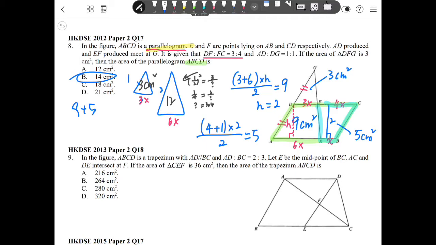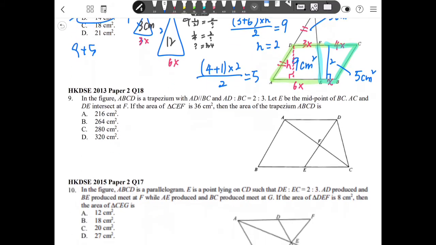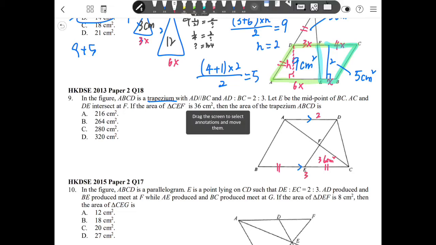Okay, question number 9. In this question, it is a trapezium, which implies there is a parallel line. And also AD would be 3, BC, here would be 2 to 3 for the ratio, and E would be the midpoint. AC and DE intersect at F, and the area is given as 36 cm square. So please try to find the area for ABCD, the larger one.